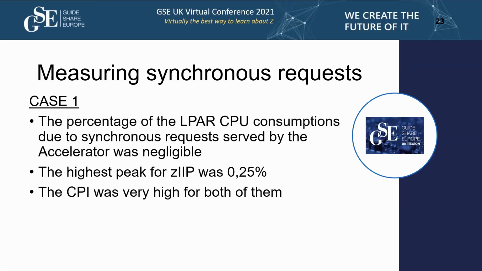From the point of view of CPU and zIIP consumption, we can say that in this case the consumption of the CPU due to synchronous requests served by the accelerator was negligible, but as we saw, also the number of requests was very low. For what concerns the zIIP, the highest peak for zIIP was 0.25% of the total zIIP usage, so it was really not very high. On the other hand, the CPI, the number of CPU cycles per instruction, was very high in both cases.